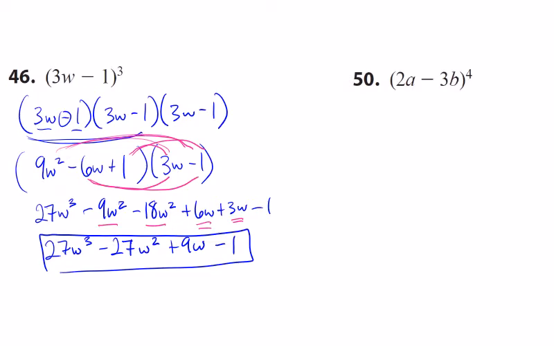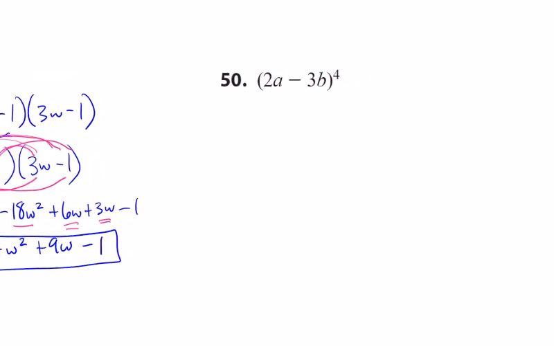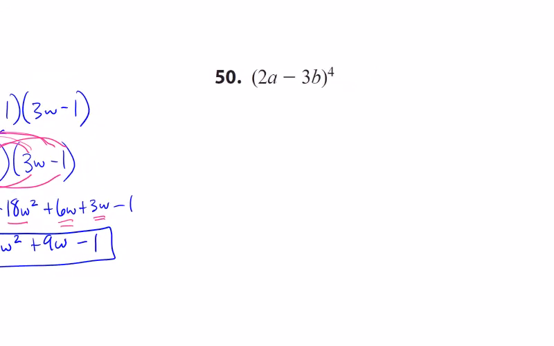All right, now number 50. Here we have 2a minus b, or excuse me, 2a minus 3b to the 4th power, right? So this one we can actually make into 2a minus 3b squared times 2a minus 3b squared, right? And so then we can use the shortcut with these two, and then we can multiply the results, okay?